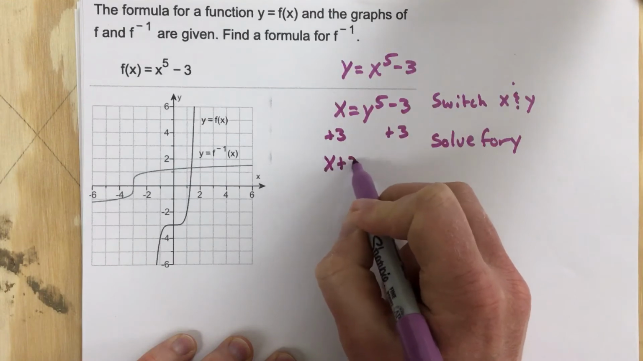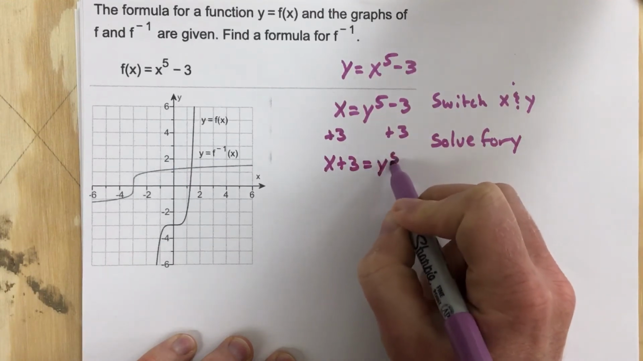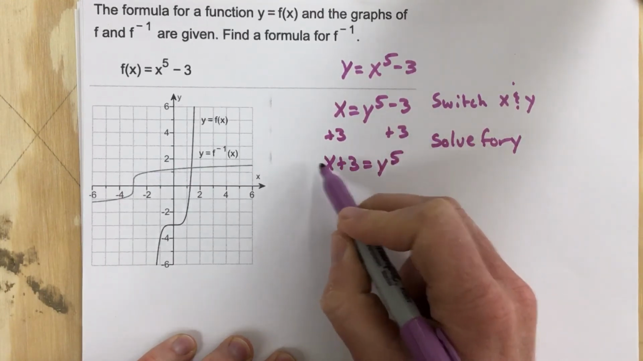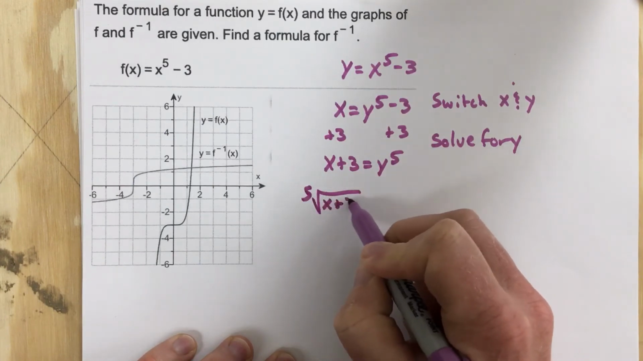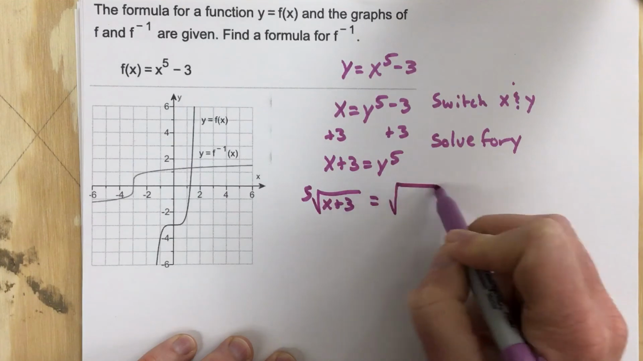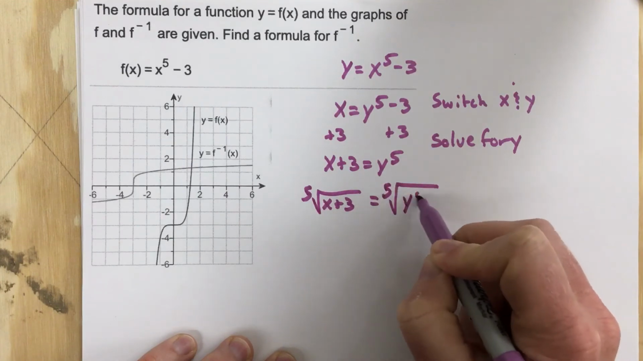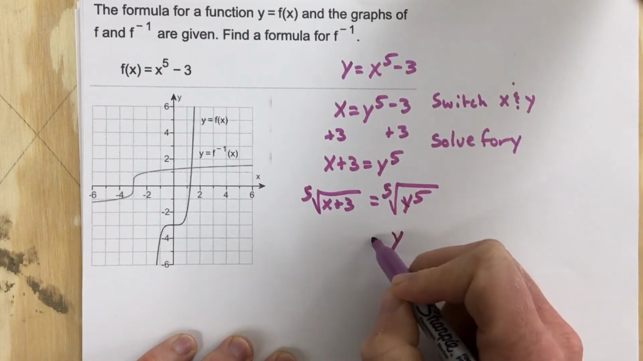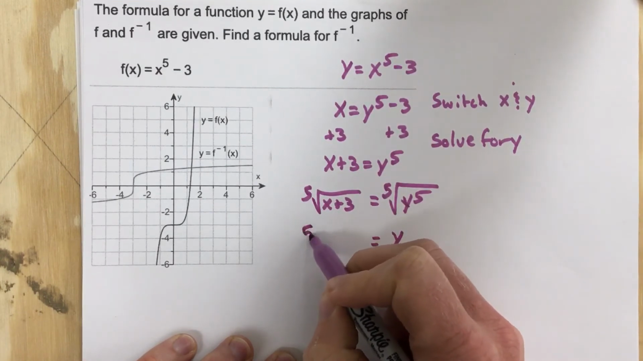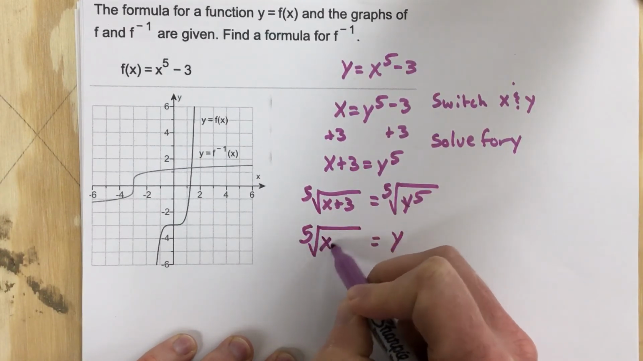x plus 3 equals y to the 5th. Take the 5th root of each side. And the 5th root of y to the 5th, well, this is going to cancel, leaving you just with y equals the 5th root of x plus 3.